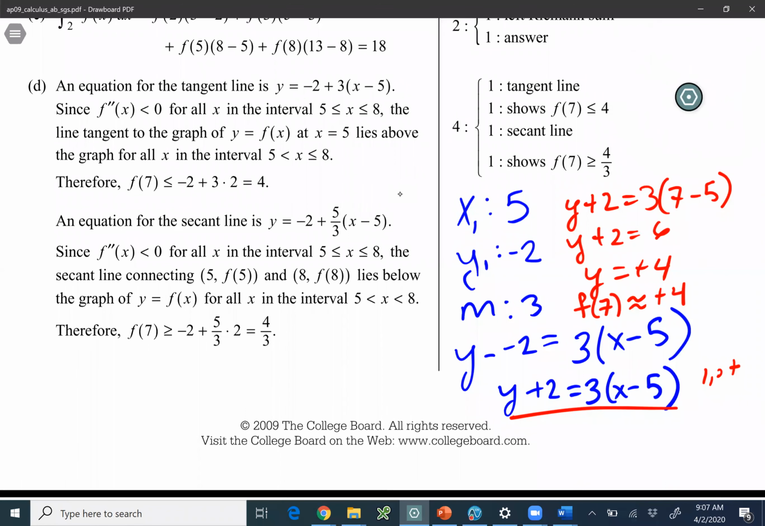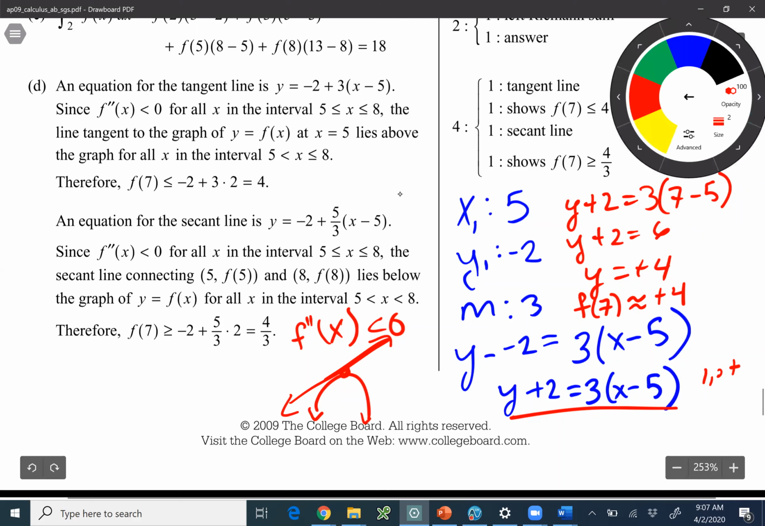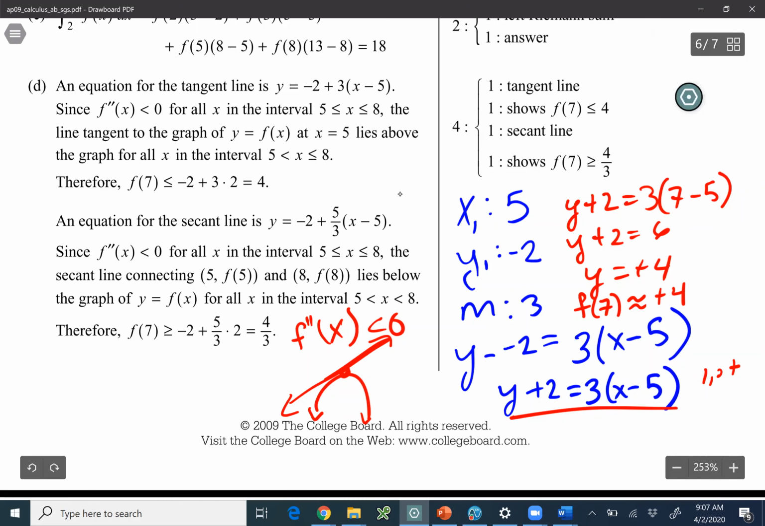It said f double prime of x is less than 0, which means it's concave down, which means any approximation I ever do, right? The tangent line is only exact at the point where they touch, which is 5, right? So in our graph, this would be 5. So at 6, at 7, at 8, at 9, even at 4, 3, 2, what we're seeing is that this tangent line is above our actual graph, right?